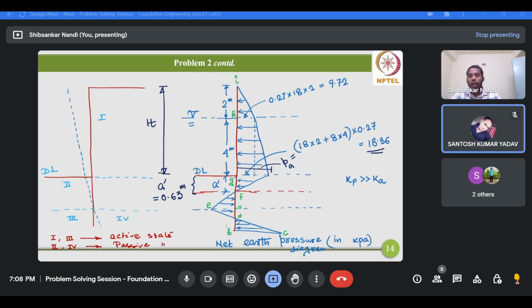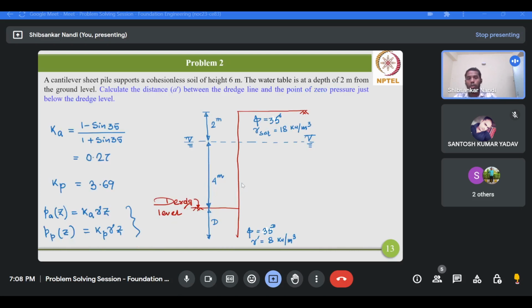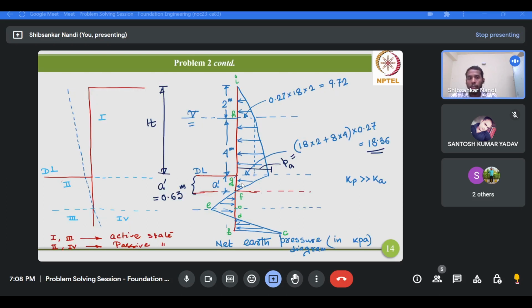No, sir. So the fundamental is that you have to equate the passive earth pressure from region 2 and the active earth pressure from region 1, or you can take the difference between the two and equate that difference to 0. In that way you get the value of A prime, that is the distance between the ridge line and the point of zero pressure.